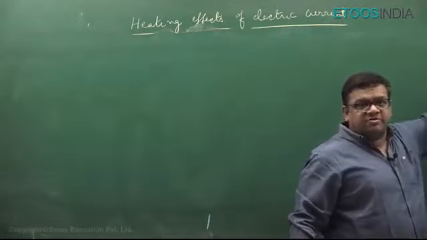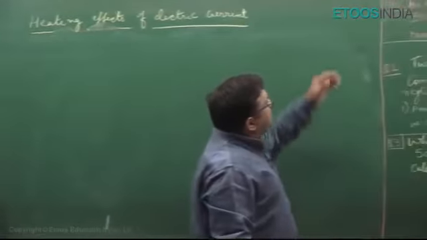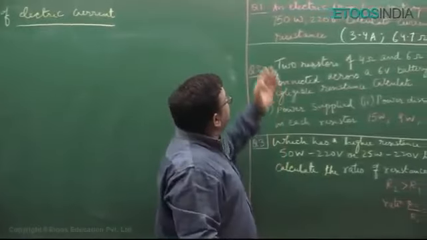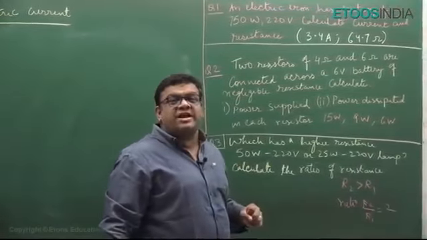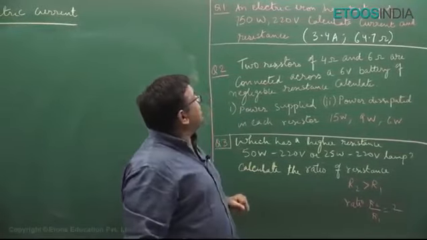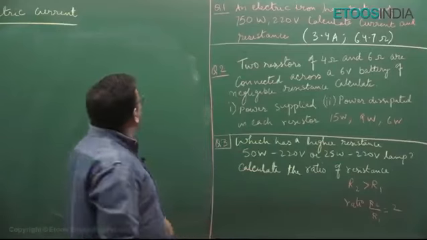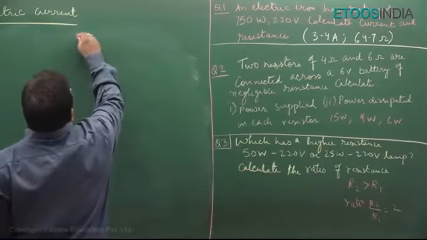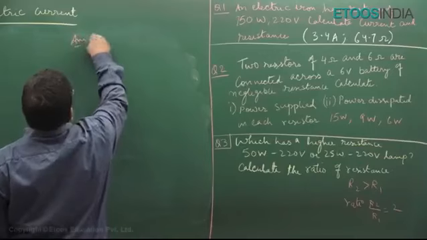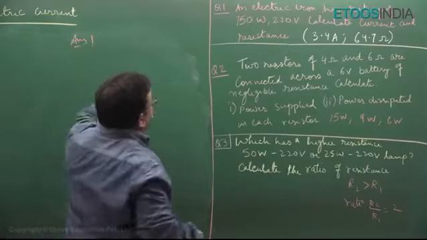Look at here, the first question now. An electric iron has a rating of 750 watts and 220 volts. Calculate the current and the resistance. Now, for this question, that is question answer 1, we'll do it in this way: we'll write the given first.